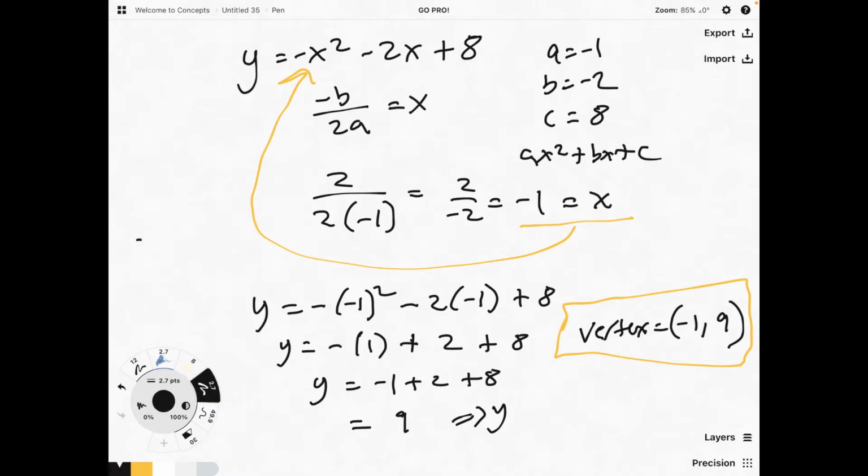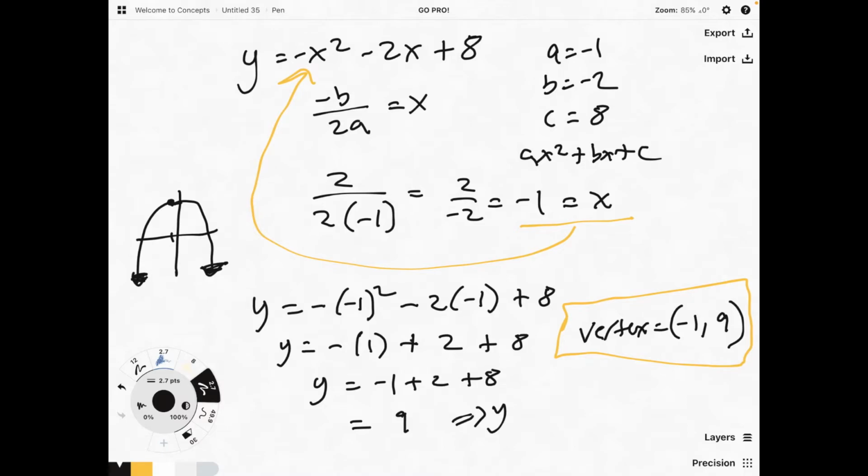So if we were to do a quick simple graph, that would put us at negative 1, 9. That would make that the vertex is here. We know that a is negative 1, so we know that this is going to be a downward parabola or quadratic equation.